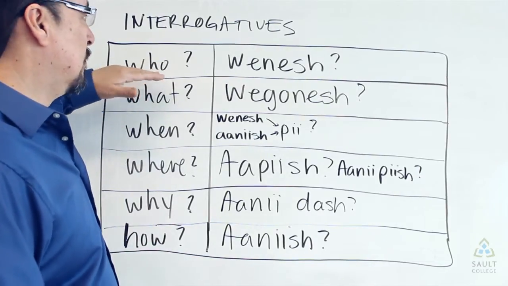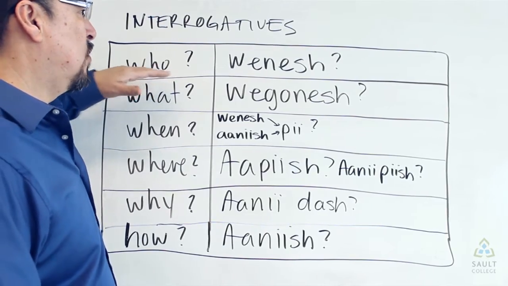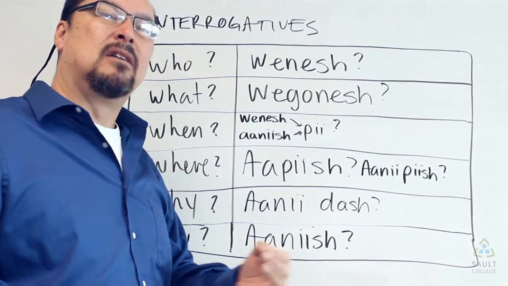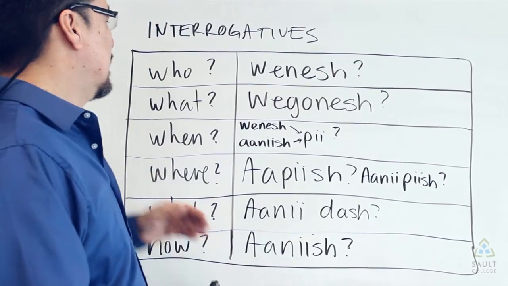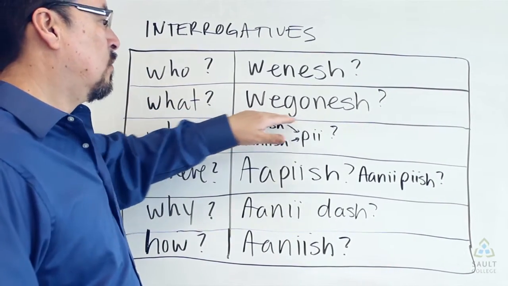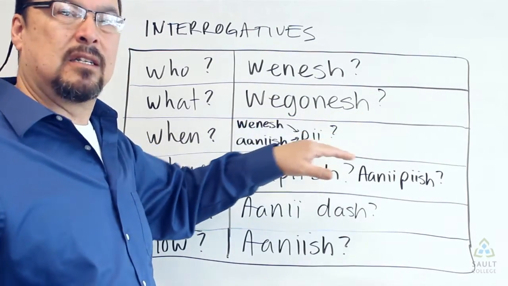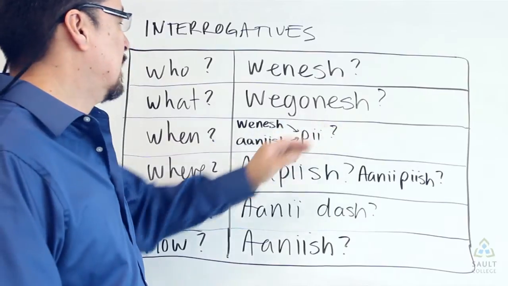Who, when we ask who, we'll say wenesh, as in wenesh namaba, who is this? Wenesh namaba. What? Wegunesh. Wegunesh. What do you want? Weganesh wayaman.